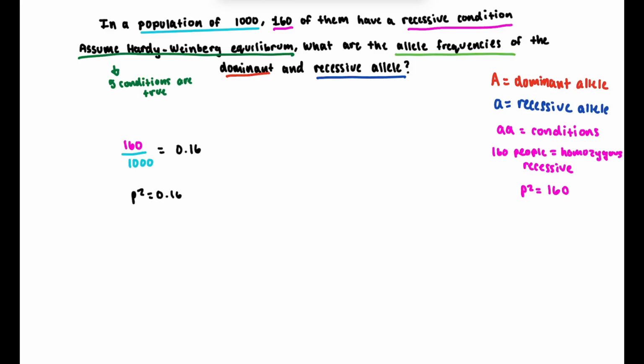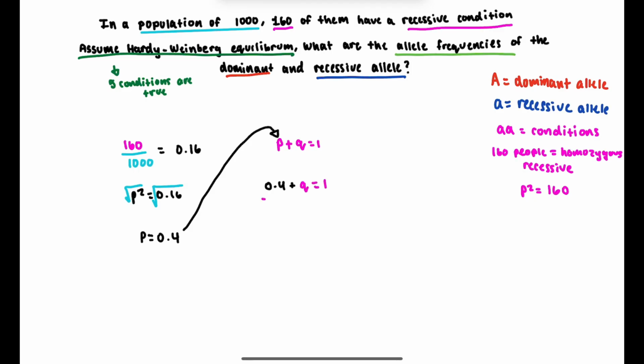But the allele frequency equation is p plus q equals 1. So we have q squared, but we want to find out what q is. So we'll take the square root of both sides, and when we do that, we get q is equal to 0.4. So when we sub this back into our equation, we get 0.4 plus p is equal to 1. So you just do basic algebra, and then you get p is equal to 0.6.